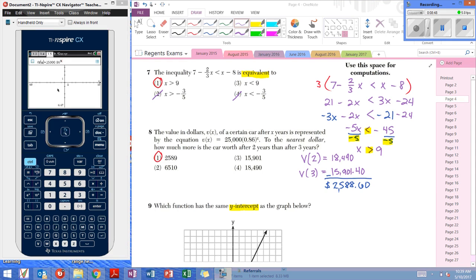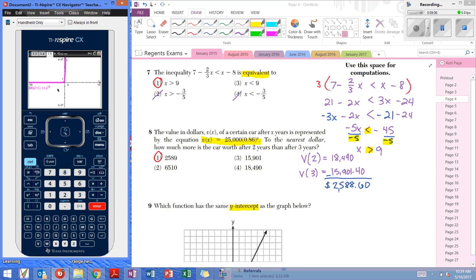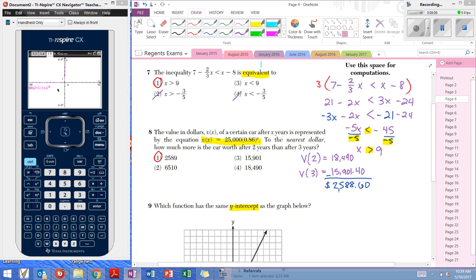Question number 8, I think the best method is actually using the calculator method. We can also substitute it in on the calculate page, but the calculator method will help us save a little bit of time. So I'm given a function right here. I'm going to type in my function in my calculator and push enter. And what we need to interpret is the fact that the car is, first of all, depreciating because the 0.86 is smaller than 1 whole. So 2 years it's going to be worth more than 3, and they're asking us how much more to the nearest dollar. That's why there's no decimals.